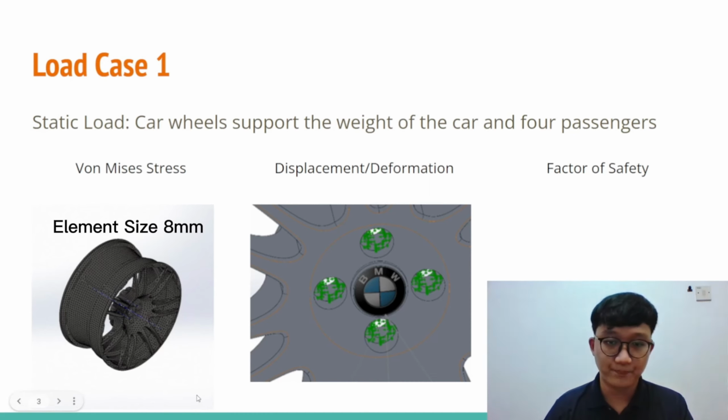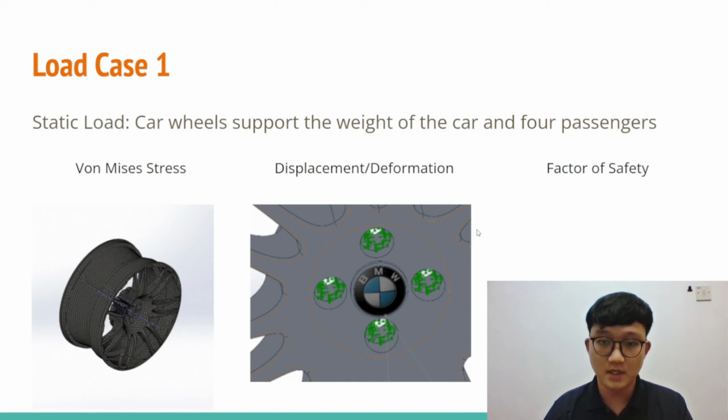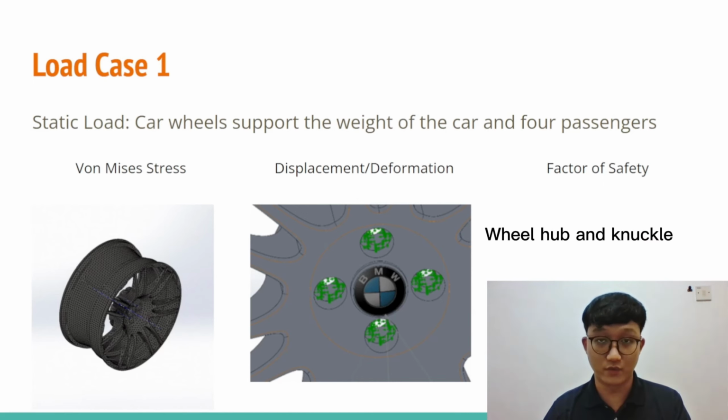To perform the study, we are going to use a mesh plot with an element size of 8 mm, and in terms of fixture, the rim is fixed at the wheel hub and knuckle at the center of the rim. Talking about the force allocation, there are 3 kinds of forces in this simulation.